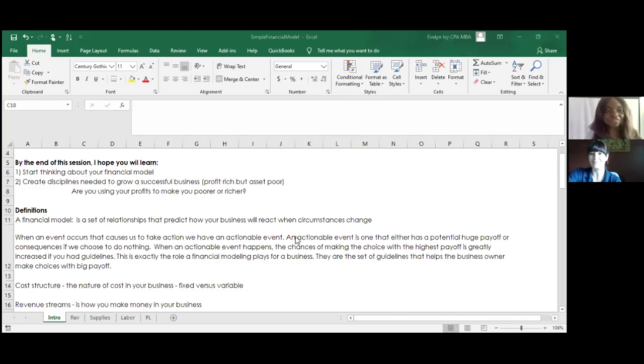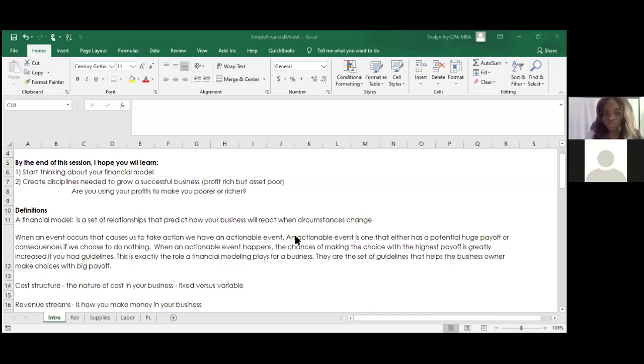Okay, so great. A financial model is a set of relationships that predict how your business reacts when circumstances change. We know that things change all the time. You look at where we are today, you just never know what could happen. And when an event happens, then you need to be able to know how to respond. If you have a financial model, it's easier for you to plug in your numbers and say, okay, if this happens, then this will happen. So this is the role financial models play for us. It's a way of simulating your best case and worst case and helping you plan so you're more confident as you move forward.